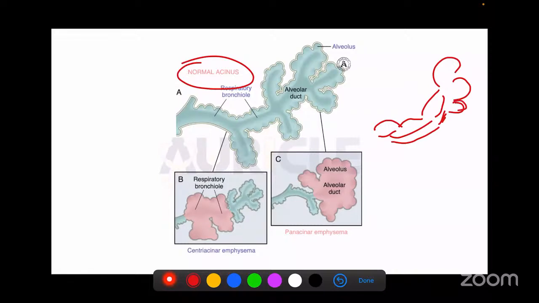So we saw the types of emphysema. Centriacinar emphysema has central dilatation. You can see the central part of the acini is dilated. Pan-acinar emphysema: the word pan means whole or complete. So in pan-acinar emphysema, the whole acini is dilated.